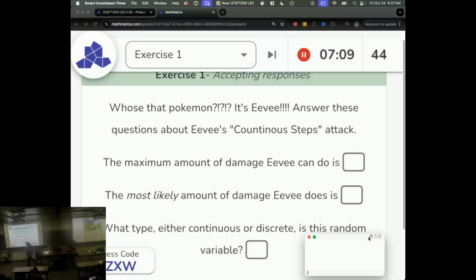All right, let's take a look. I heard some heated discussions about how much damage Eevee will do, which very much reminds me of myself on the playground many years ago with the Pokemon cards.